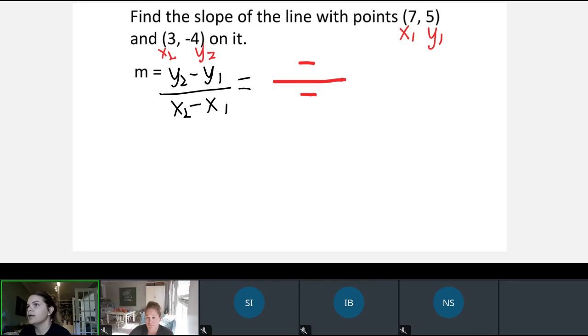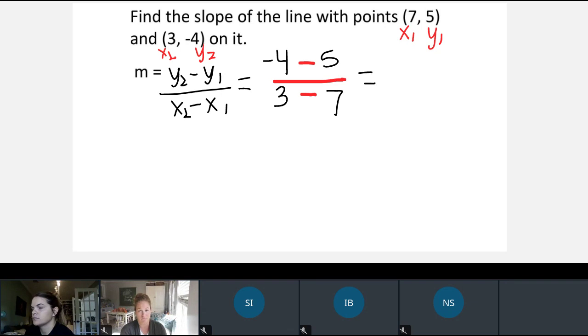Okay, so let's go ahead and plug in our numbers. We have y2 is -4, so -4 minus 5. Then we have 3 minus 7. Okay, let's go ahead and simplify.